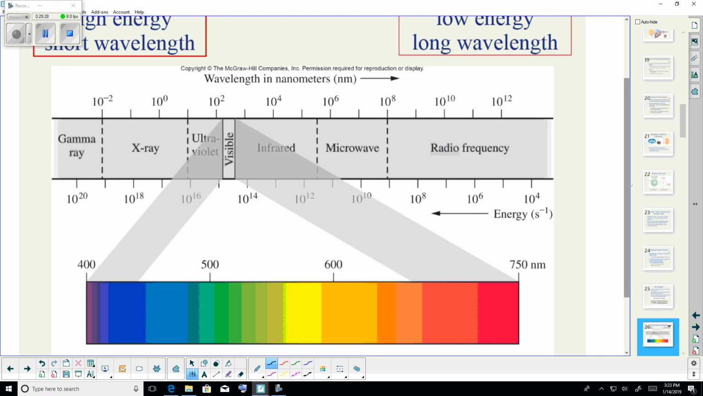Okay. So I know you've all seen a rainbow. What's the top color on the rainbow? Red. And the bottom color is violet. So which one is the longer distance from point to point? The red. So it's the longer wavelength, it's the lower energy.